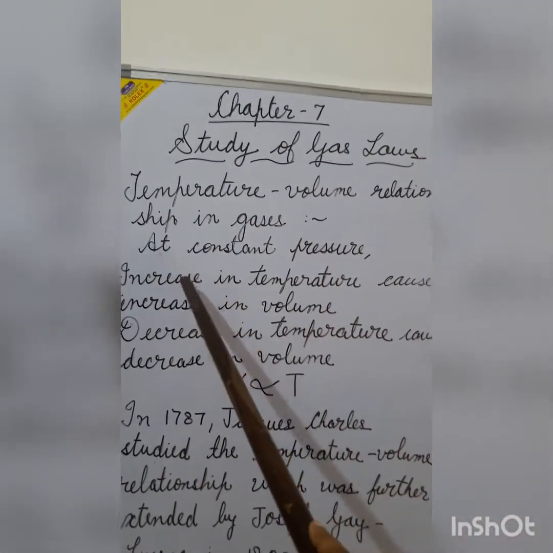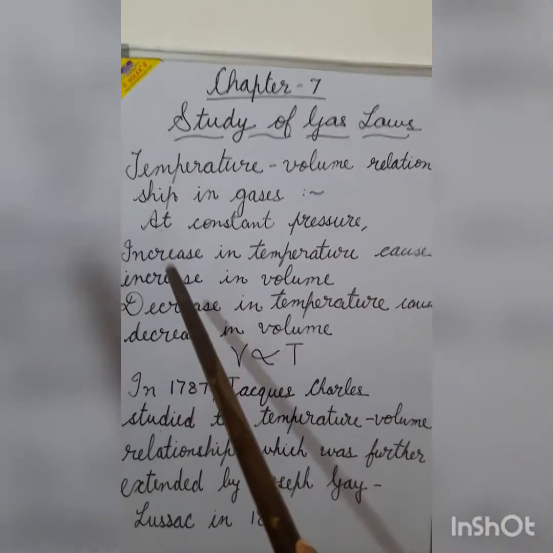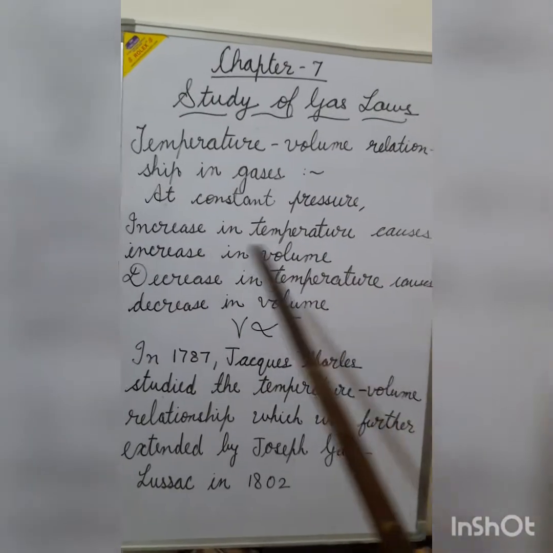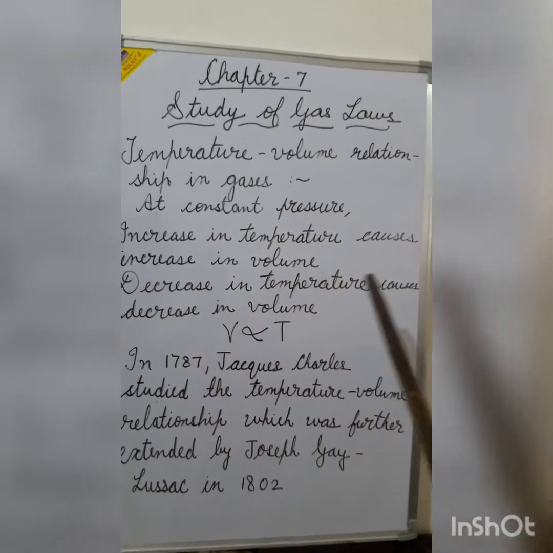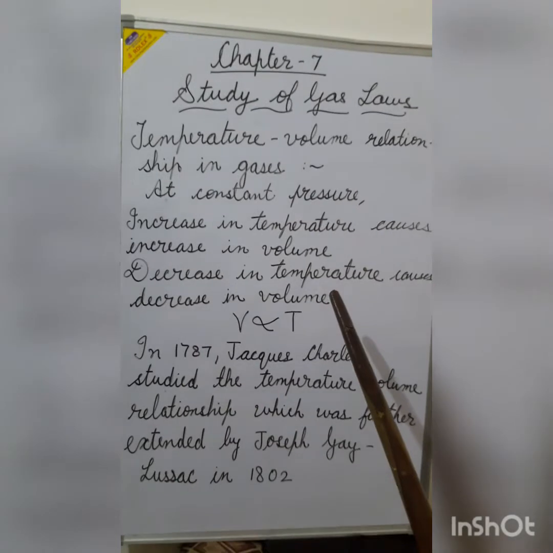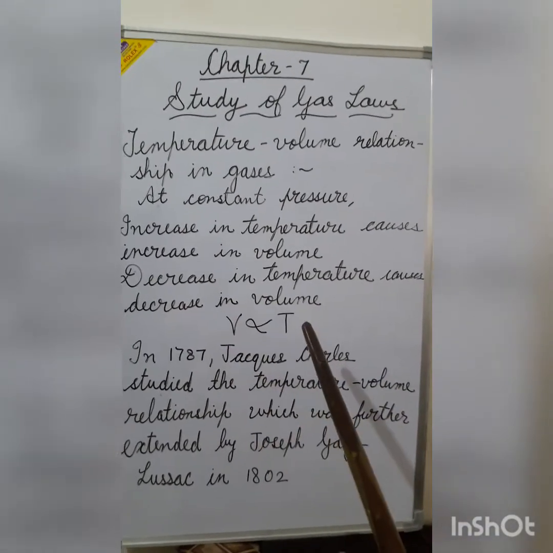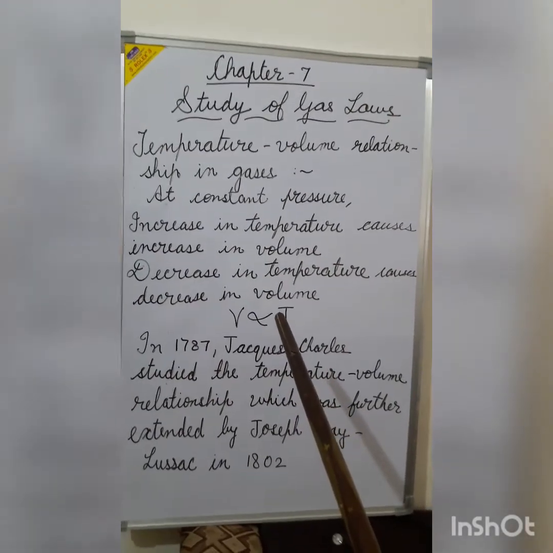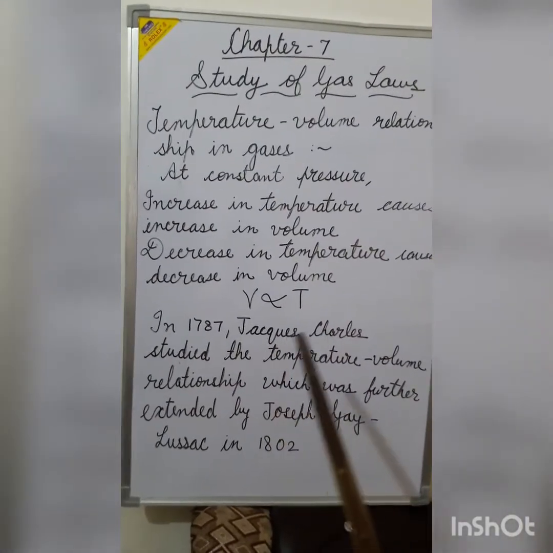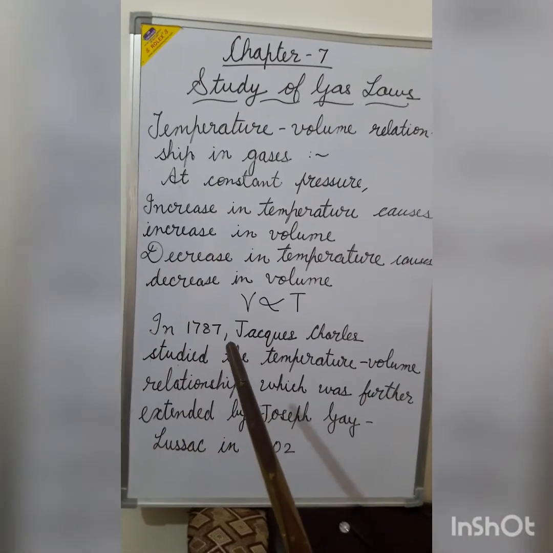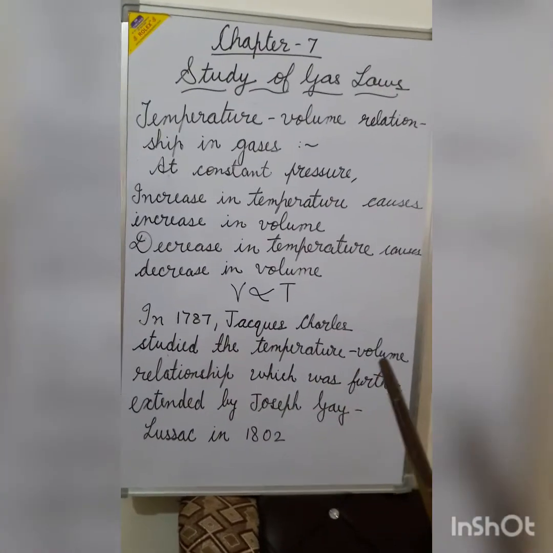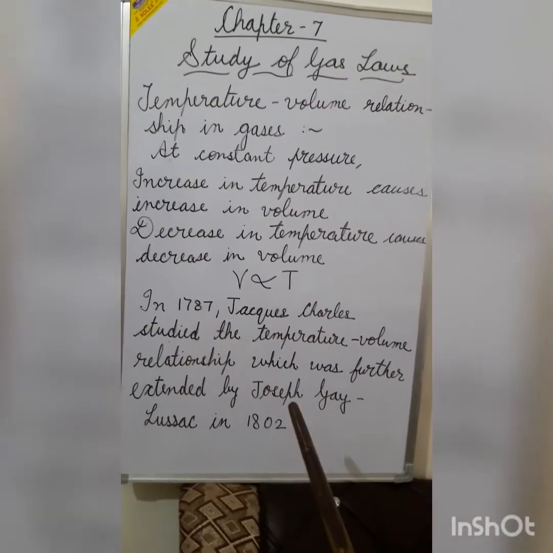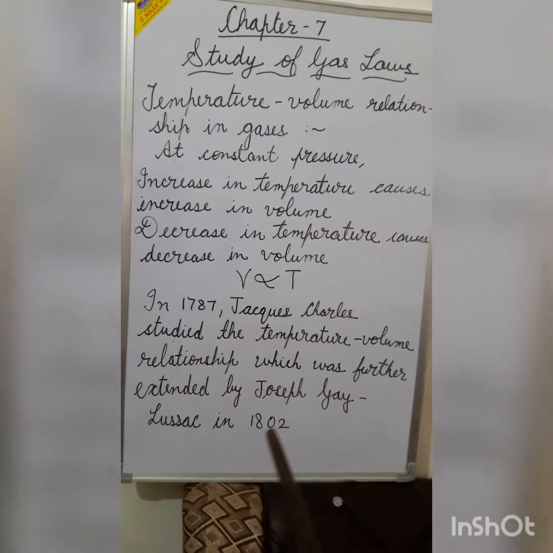It was seen that at constant pressure, increase in temperature causes increase in volume, and decrease in temperature causes decrease in volume. That means volume and temperature are directly proportional to each other. The studies related to this were done by Jacques Charles in 1787. He studied the temperature-volume relationship, which was further extended by Joseph Gay Lussac in 1802.